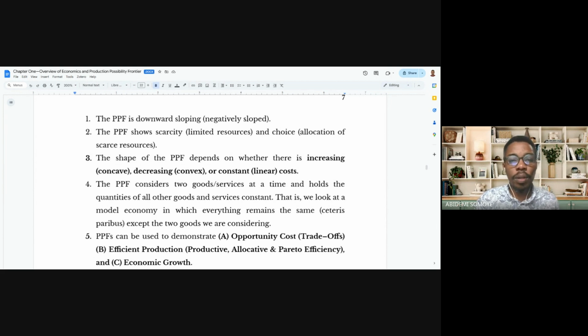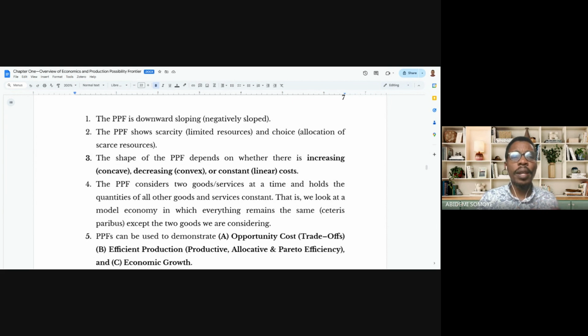Okay. Number four, the PPF considers two goods or services at a time and holds the quantities of all other goods and services constant. That is, we look at a model economy in which everything remains the same, which we usually refer to as ceteris paribus, except the two goods we are considering.